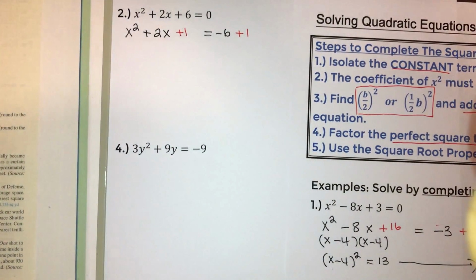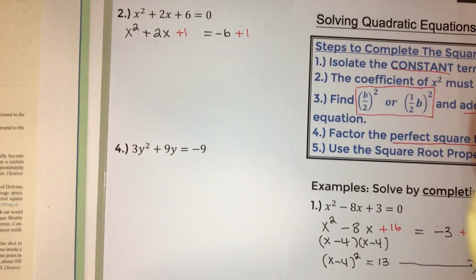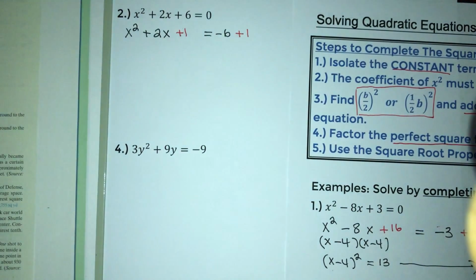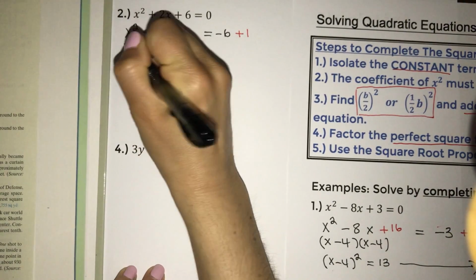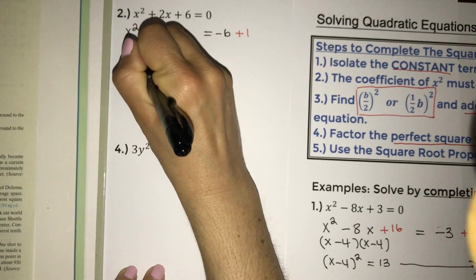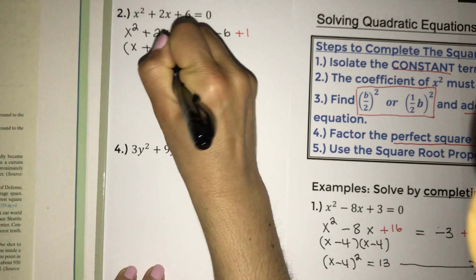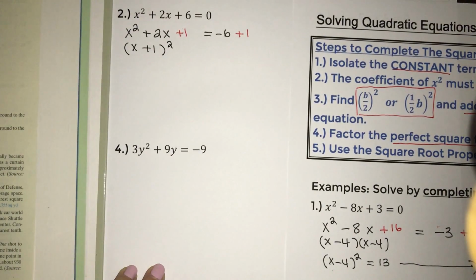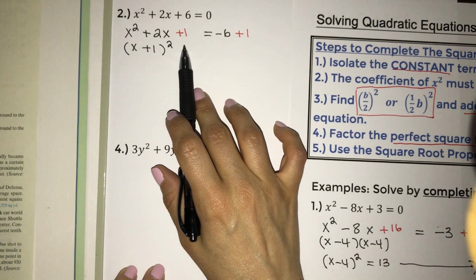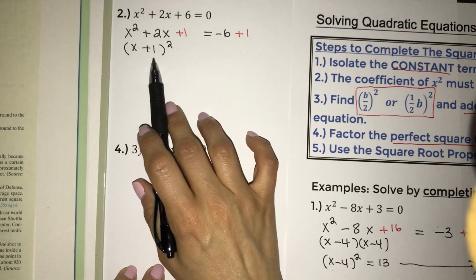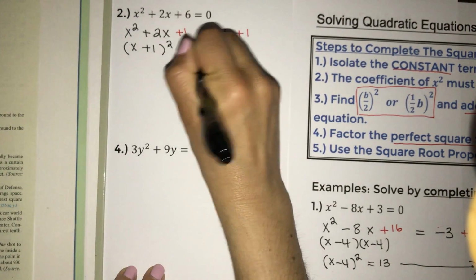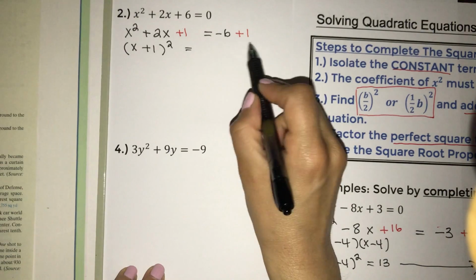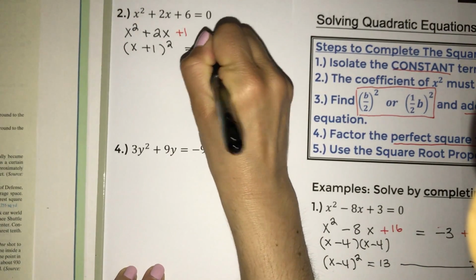And then the next step is to factor the left side. Remember, that's a perfect square trinomial. So if you were to factor, you get x plus 1 times x plus 1, which is x plus 1 squared. And then on the right side, we're going to get negative 5.